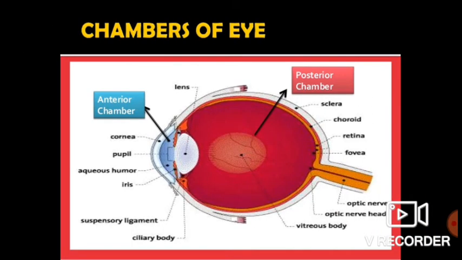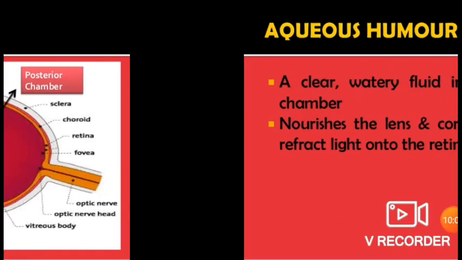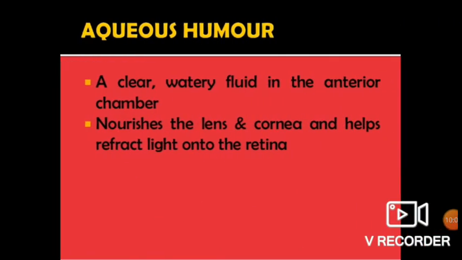This is the main structure of eye, chambers of eye. We can see in this slide the posterior chamber and anterior chamber. Aqueous humor, a clear watery fluid in the anterior chamber, nourishes the lens and cornea and helps refract light onto the retina.